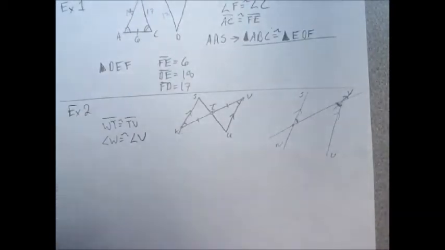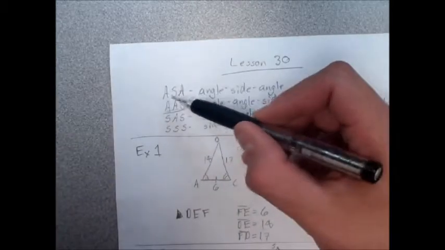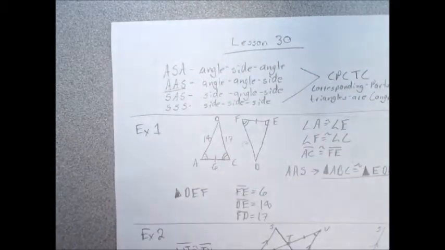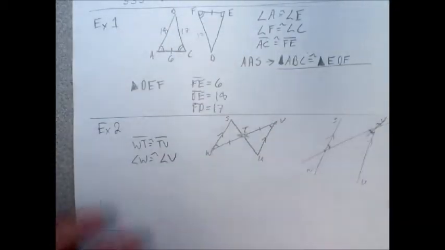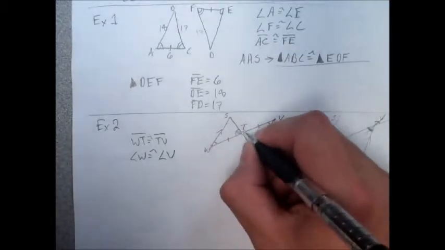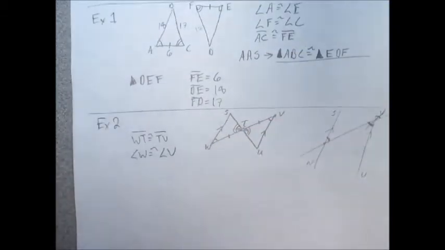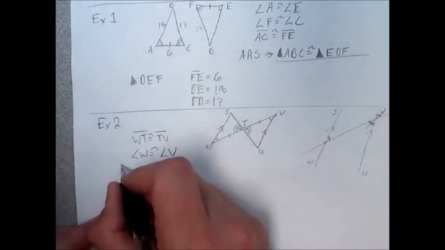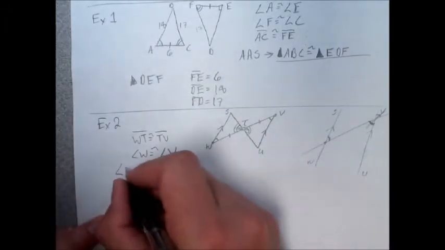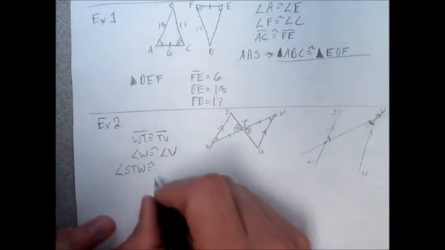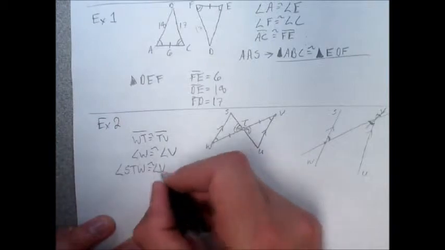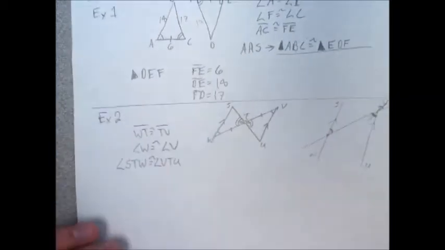I have a side and I have an angle, so I'm looking here, side and angle, side and angle. The only option that I've eliminated is side, side, side so far. Okay, if I'm looking here using that same definition, what do I know about this angle right here and this angle right here? They're congruent. Why? They're vertical angles. So angle STW is congruent to angle VTU, again because of vertical angles.